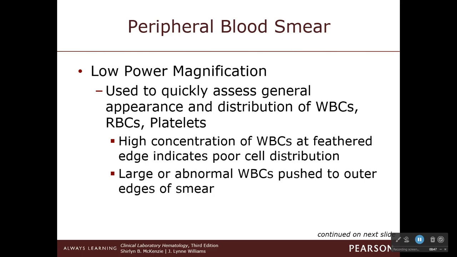But because we're going to take a drop of blood and we're going to use a slide to make that blood spread across and then push it out to get our feathered edge, that's how we make a slide, okay? Large abnormal cells, things like blasts or even those megakaryocytes, if they're there, are going to be pushed toward the edges because they're so heavy. So it does us good, when we're putting the slide under the scope to get it in focus, to go ahead and look at it under low and scan the edges of the slide.